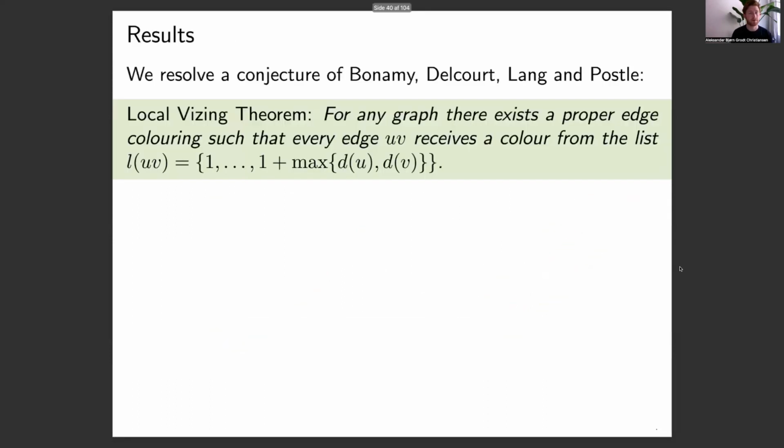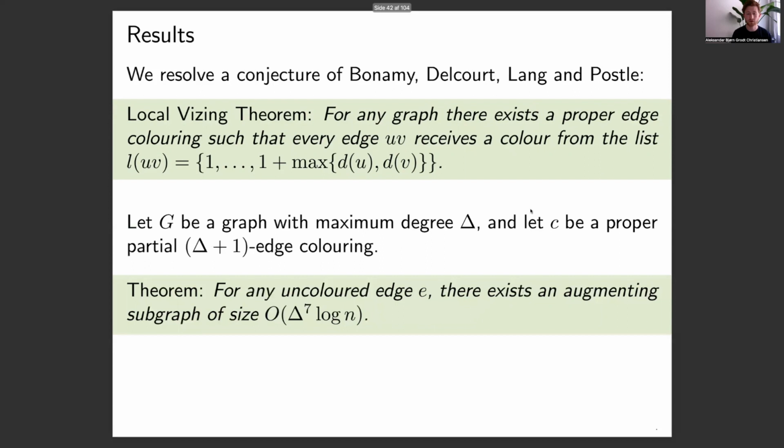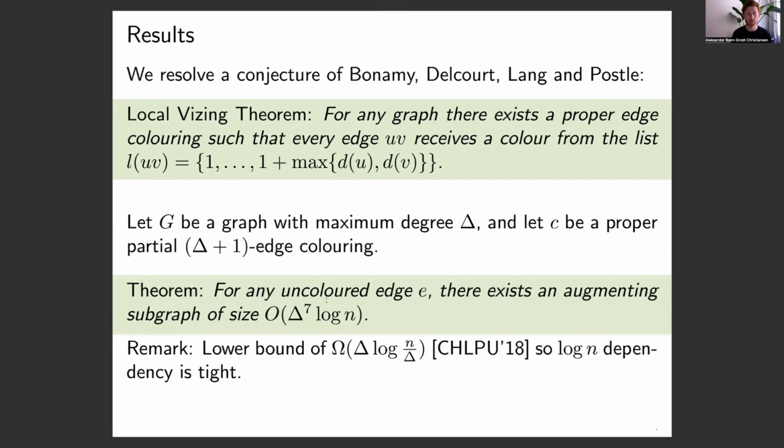All right. Yeah, so basically everything here is based on the idea that you can build these multi-step Vizing chains, and we show this local Vizing theorem, which was conjectured, that it's sufficient to use colors from the list 1 up to the maximum of 1 plus the maximum degree of your endpoints. We also show that there exist augmenting subgraphs that have size at most poly delta times log n, which is tight in the dependency on n, but not in the constants or the dependency on delta.